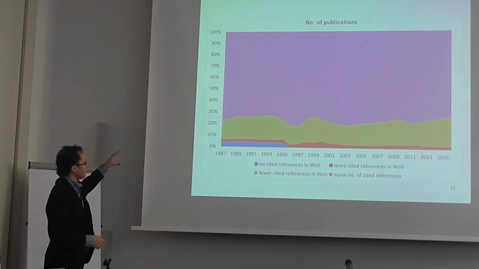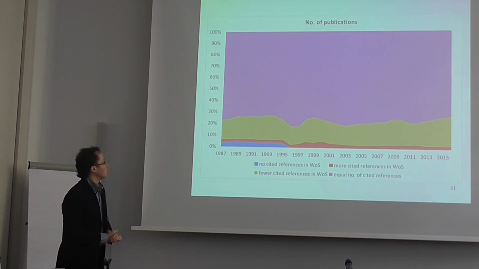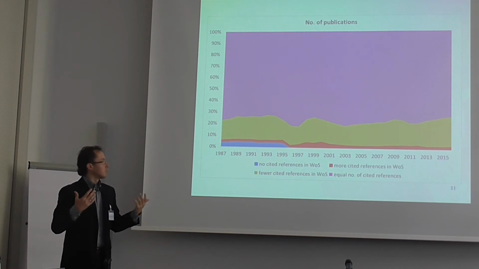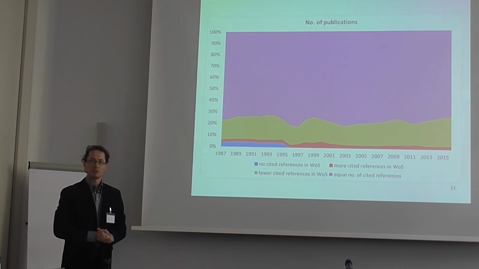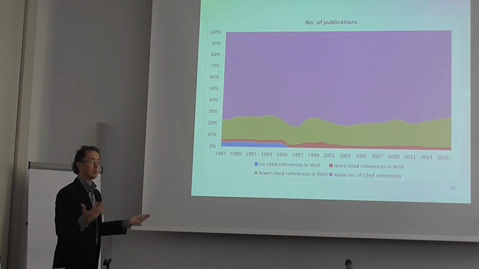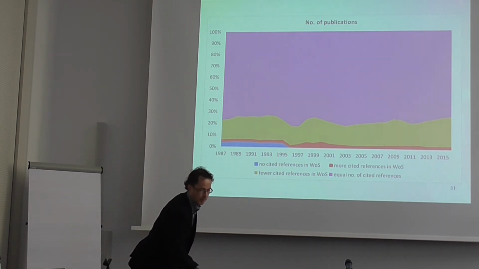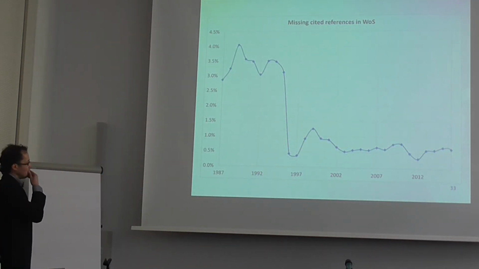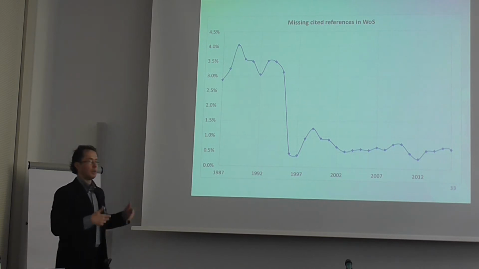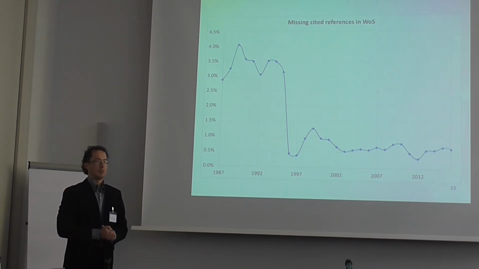So this graph summarizes the following. For 1 out of 5 publications, you can see that there is at least one cited reference that is problematic in Web of Science. And this was a very rough estimate because until now we have just looked at the number of cited references.